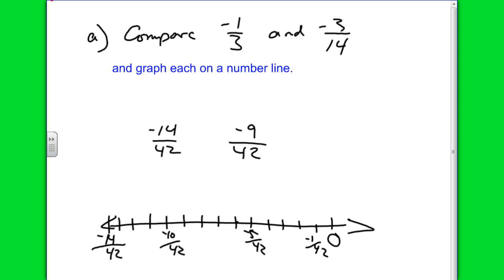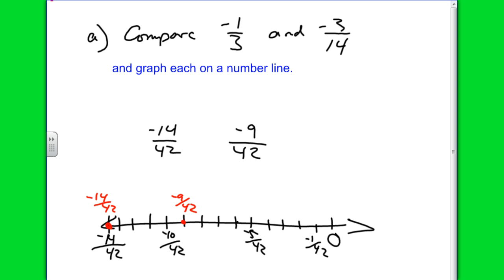So do you see how you can use whatever scale you want to use on your number line? And these are just each representing 1 42nd. So you can see the negative 14 42nds. Make sure you plot it well. Negative 14 over 42. And then we have negative 9 over 42 over here. So number lines are fantastic. They show us from least to greatest, don't they?